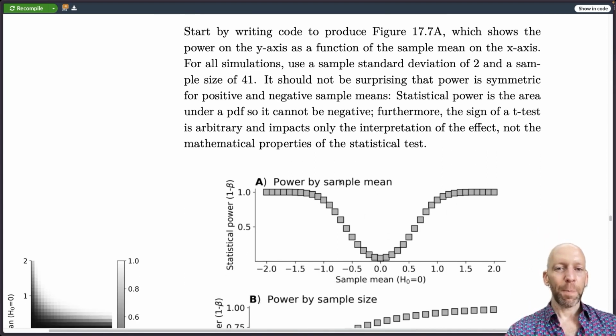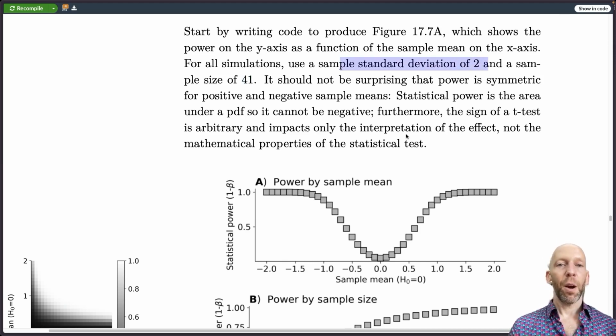So what are we looking at here? We have on the y-axis the statistical power. This is 1 minus beta, and basically higher numbers are in general better. And then here, what we are manipulating is the sample mean, where we're always testing against the null hypothesis of 0. We also fix the sample size to 41, and we fix the standard deviation to 2.